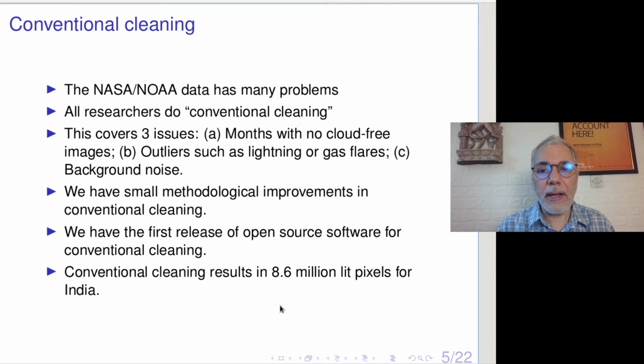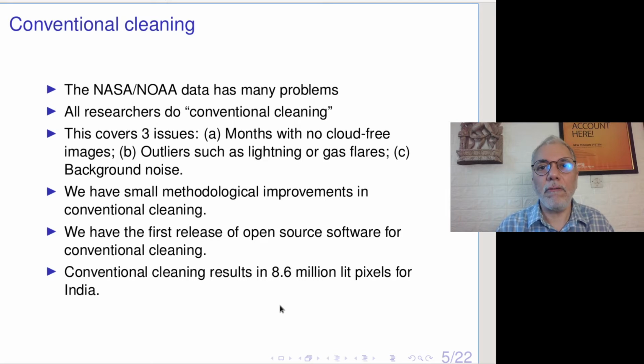The World Bank has been an important part of research in this field. They have released a data set for 640 districts of India where they have done this conventional cleaning. And this data set is very widely used by researchers. They have been extremely generous in releasing this data widely. For example, we had no difficulty in accessing their data. We have made small methodological improvements on the state-of-the-art methods in the literature on conventional cleaning, and we have built and released the first open source implementation of conventional cleaning.